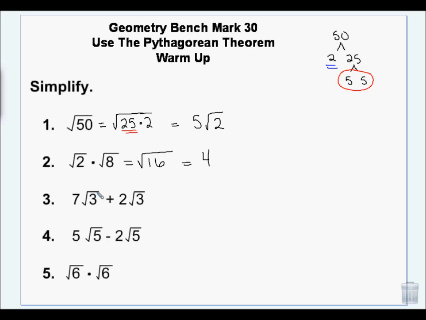Okay. If I have radicals that match, so both of these are square root of 3, I treat that just the same way I would if this was 7x plus 2x. You just add the two numbers in front and leave the radical the same. Same with subtracting. I just subtract these two numbers and leave the radical the same. And again, if I square a square root, if you multiply identical square roots times each other, the square roots go away.